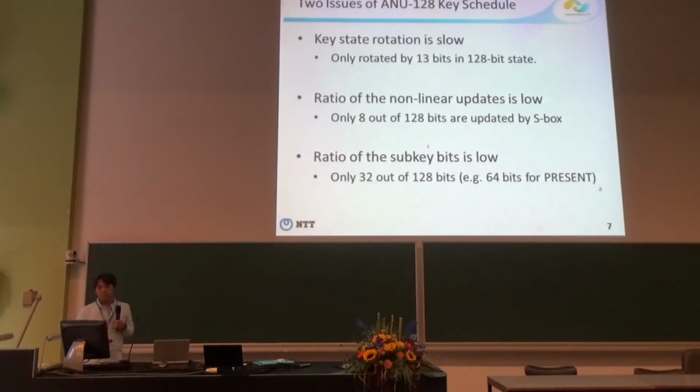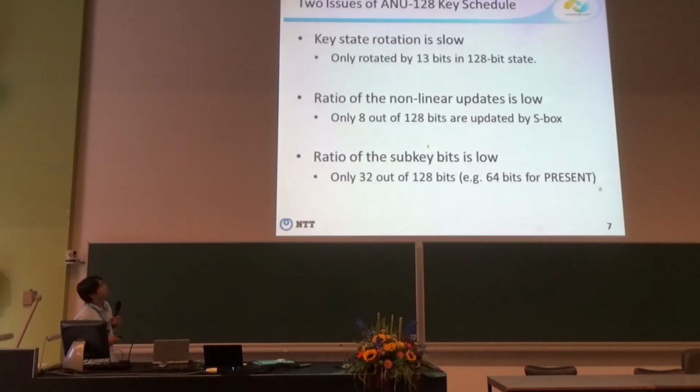Okay, so there are three issues with the ANU 128 key schedule. One is that the key state rotation is slow. The state is 128 bits, but we only rotate 30 bits in the state, so it takes quite long for each key bit to get back to the S-box place.